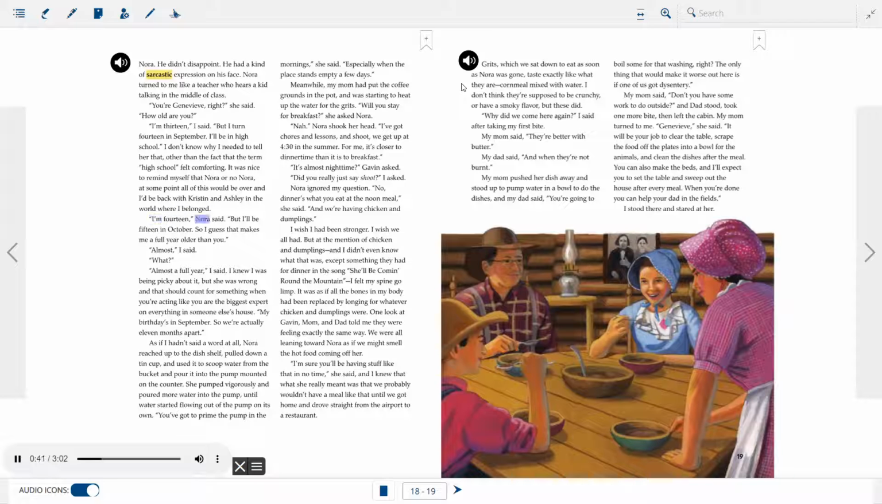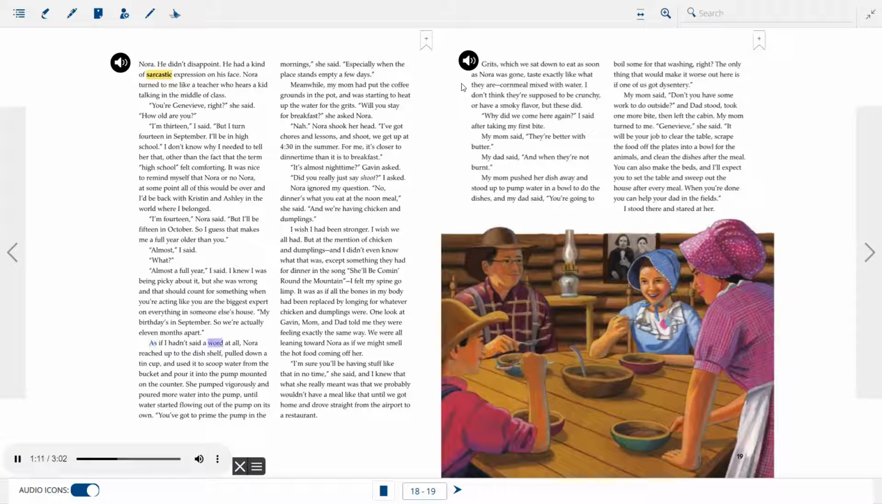"I'm 14," Nora said, "but I'll be 15 in October, so I guess that makes me a full year older than you." "Almost," I said. "What?" "Almost a full year," I said. I knew I was being picky about it, but she was wrong, and that should count for something when you're acting like you are the biggest expert on everything in someone else's house. "My birthday's in September, so we're actually 11 months apart."